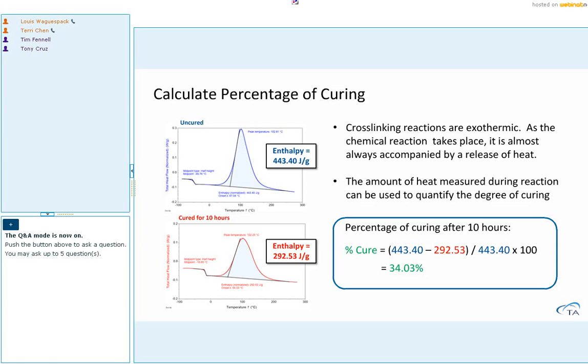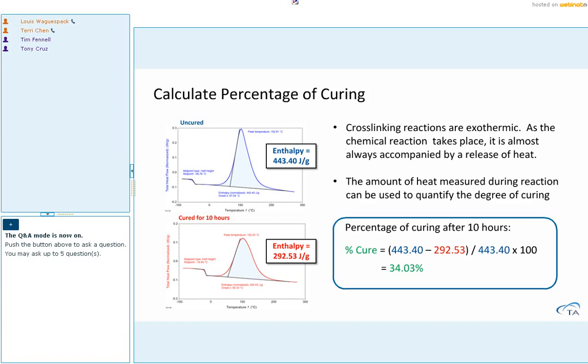Here is the equation for calculating the percentage of curing after 10 hours of reaction at ambient temperature of an epoxy thermoset. The percentage of curing equals the enthalpy of the uncured material minus the enthalpy of the sample after curing for 10 hours, divided by the uncured sample enthalpy. From this result, we can see that for this particular epoxy sample, after 10 hours of curing at room temperature, it is only cured for about 34%.